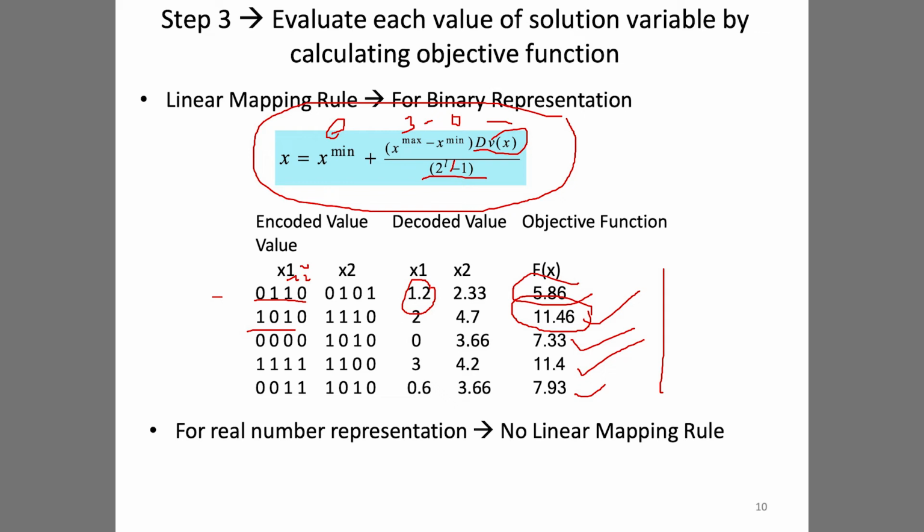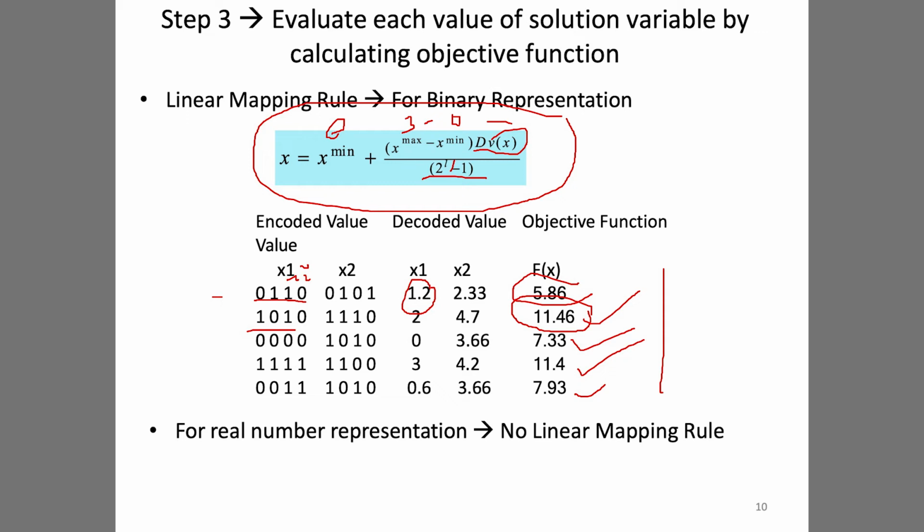What is 0, 1, 1, 0? This is 2 to the power 0, this is 2 to the power 1, this is 2 to the power 2, like that. If you calculate this, its equivalent decimal value is substituted, and here it is 2 to the power L minus 1, where L is nothing but the number of bits. If you substitute these values into the linear mapping rule, you will get the equivalent decimal value. So 0, 1, 1, 0 in binary space is linearly mapped to a real number as 1.2. Accordingly, you have to calculate for all the other binary digit values.